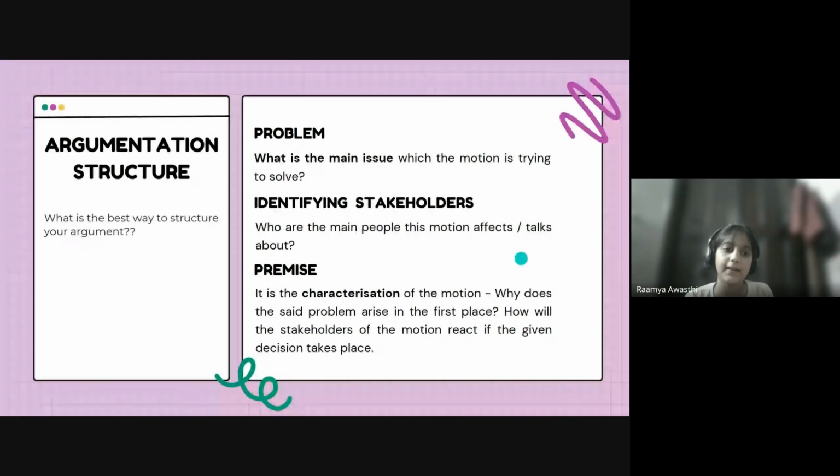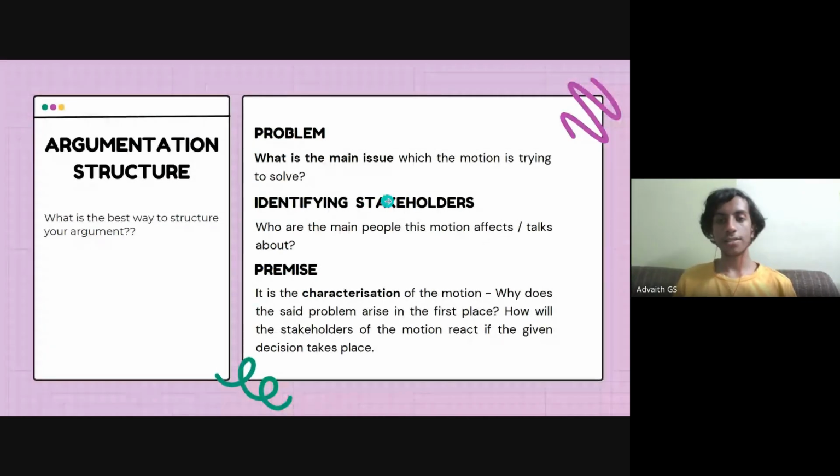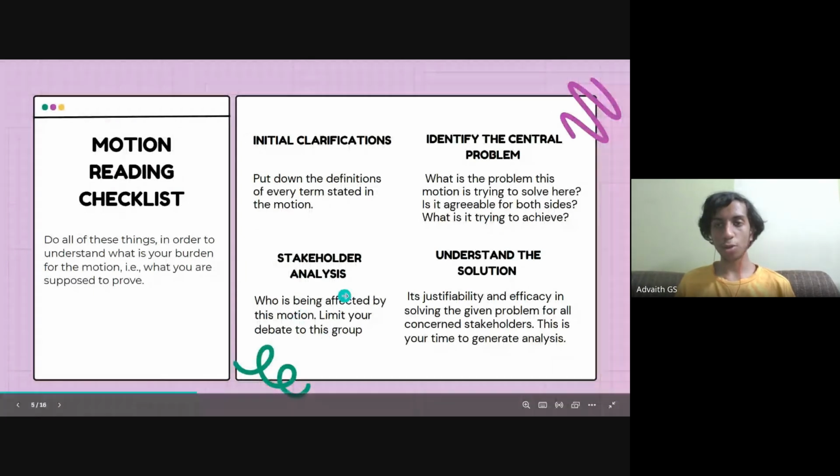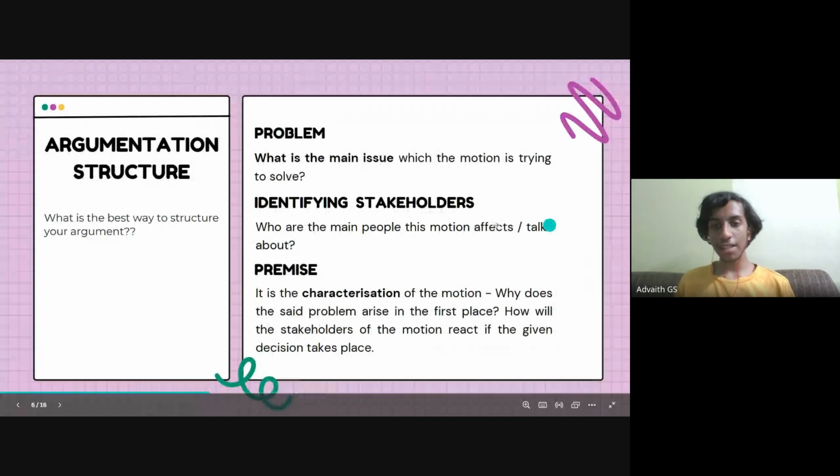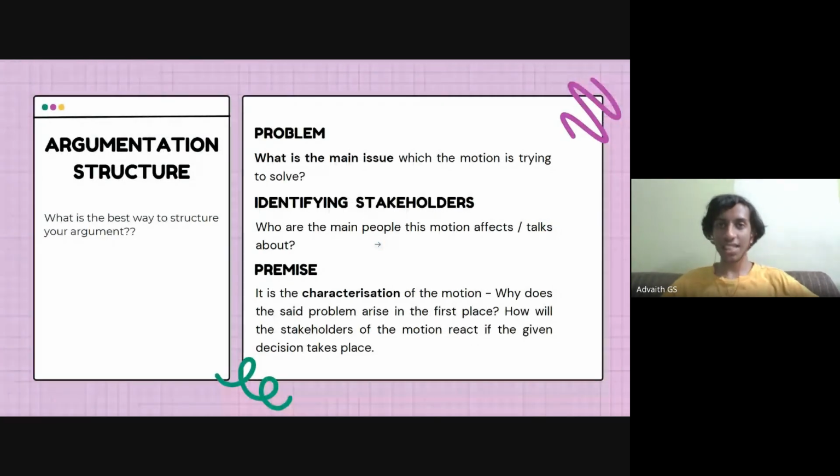Excuse me, sir. Can you please explain the meaning of identifying stakeholders, premise, and problem? Okay. Identifying stakeholders. We've already talked about stakeholder analysis in the motion reading checklist. It basically means stakeholders are people who have a stake in this motion, people who are affected by this motion. This motion talks about a specific group of people. They are our stakeholders. We should concern ourselves with them, focus on them, and talk about their benefits or what the world looks like for them.